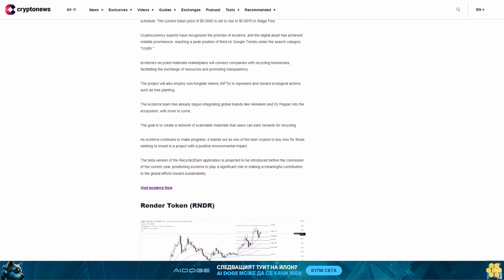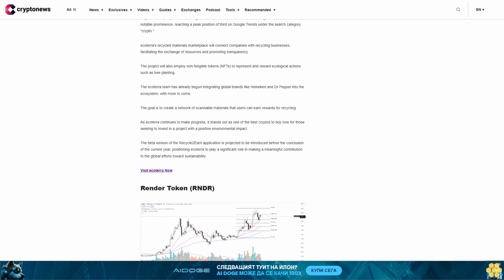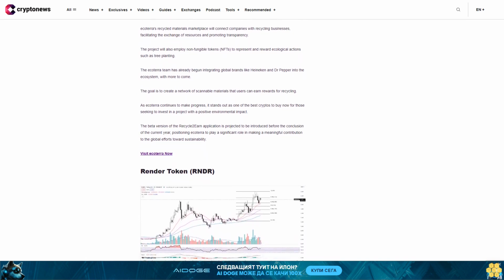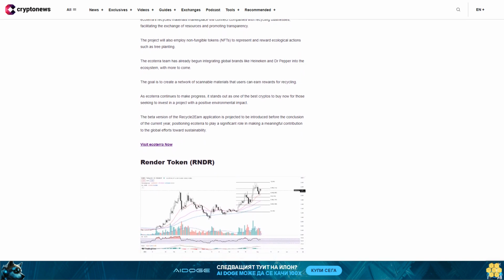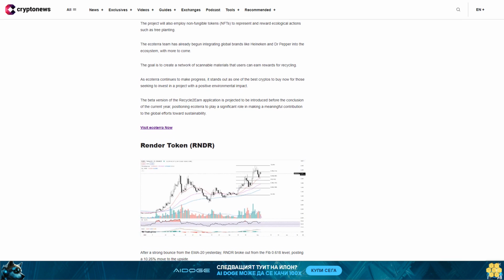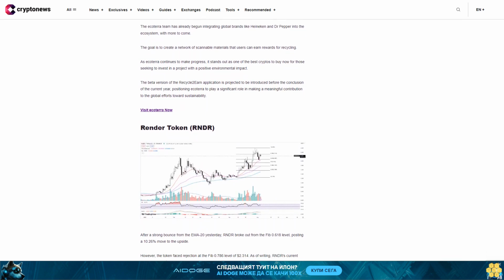Render token, RNDR, currently trades above key exponential moving averages, with its 20-day EMA at $2.394, 50-day EMA at $1.7532, and 100-day EMA at $1.4275. Render's current price position relative to these significant EMAs indicates a bullish trend for RNDR.